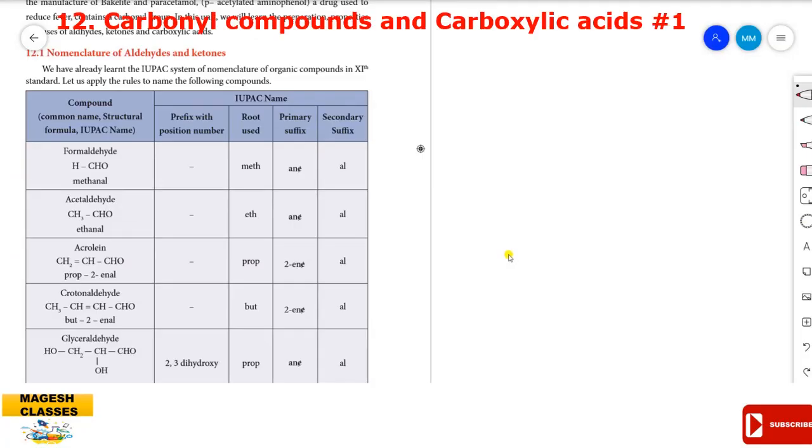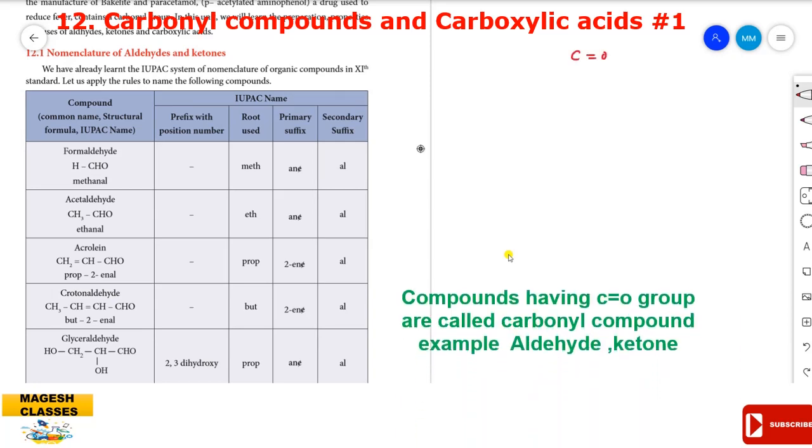Carbonyl compounds have the formula where the carbonyl group is flanked with one hydrogen atom and one alkyl group, or the carbonyl group is flanked with two alkyl groups. These types of compounds are called aldehydes and ketones. So this is an aldehyde and this is a ketone.